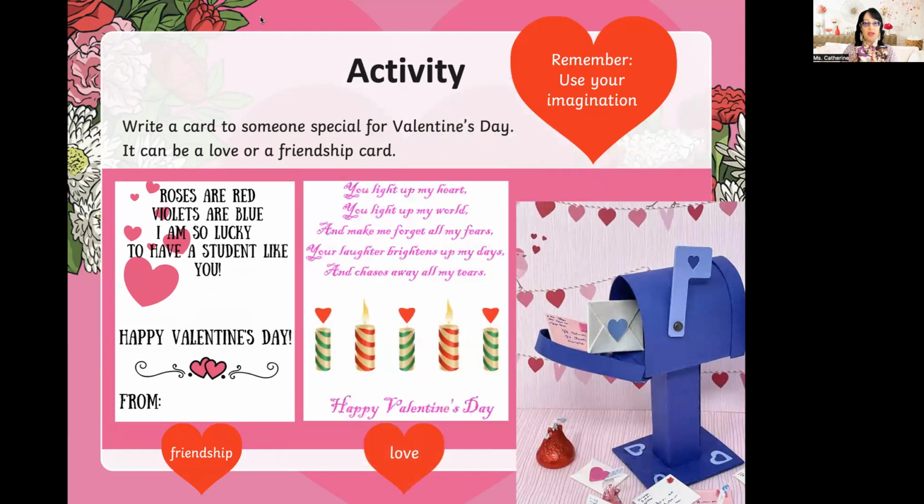Here's a love one. Let's say this together. You light up my heart. You light up my world and make me forget all my fears. Your laughter brightens up my days and chases away all my tears. Happy Valentine's Day. Isn't that a beautiful Love Valentine's Day card? Okay, now you are going to write one.